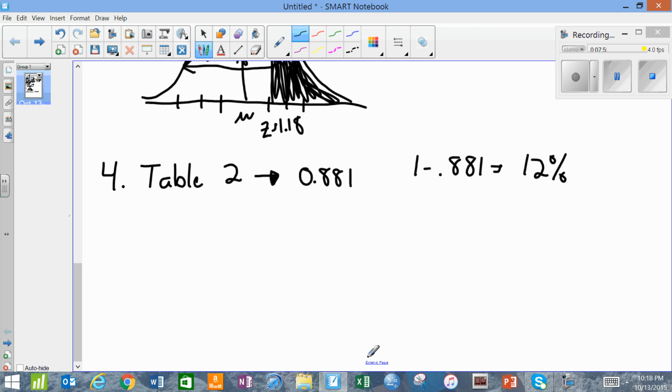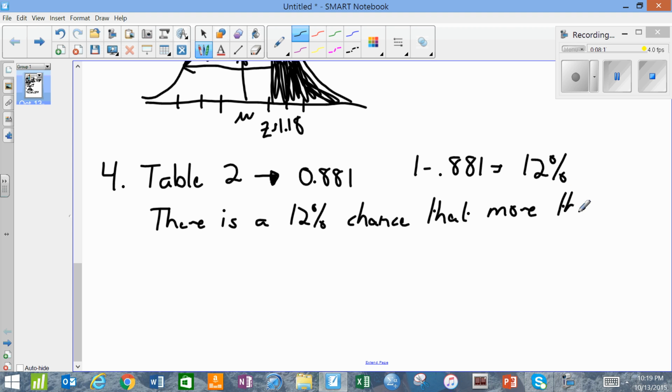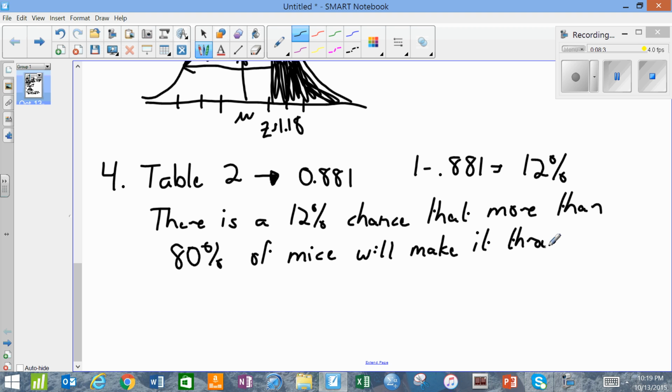And I'm just going to estimate here, we're at about 12%. Okay, so to finalize our problem, and make sure you do this, we would say that there is a 12% chance or probability that more than 80% of mice will make it through the maze.